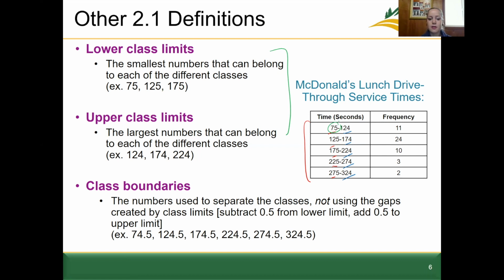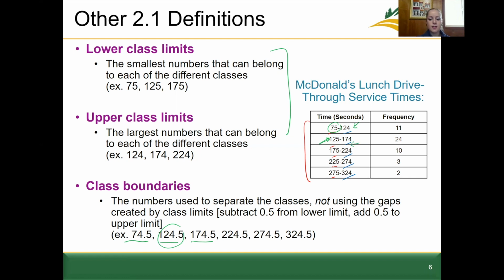The next class boundary we have is 124.5. So we added 0.5 to the upper limit to get 124.5, but we subtracted 0.5 from 125 to get that same class boundary of 124.5. Okay, so for these class boundaries, you're either adding or subtracting 0.5. So we end up with 74.5, 124.5, 174.5, because that falls in the middle of these two classes, and so on and so forth.